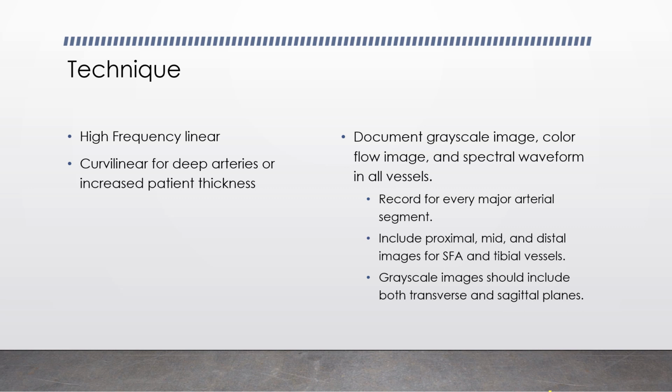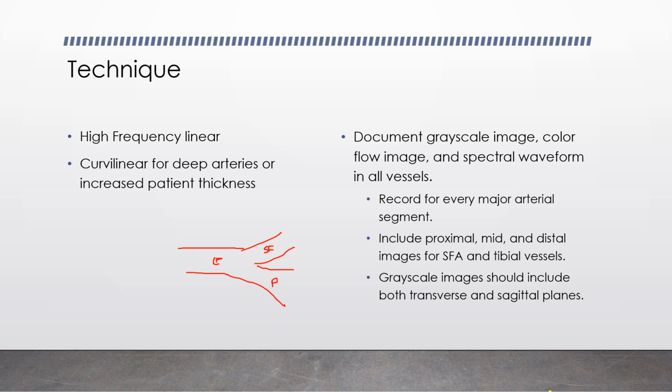And then at the same level, you'd add color, and then you would take your spectral waveforms of the common femoral artery, the superficial femoral artery, and the profunda as you see them bifurcate. So you would take 3 different spectral samples here in the common femoral, superficial femoral, and profunda. Now, as you work your way down, we don't really watch the profunda because it drives so deep into the body. But as you work your way down the superficial femoral, you're going to image that superficial femoral all the way down the vessel.